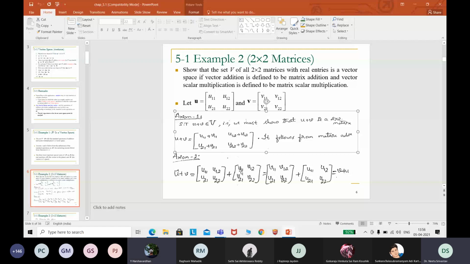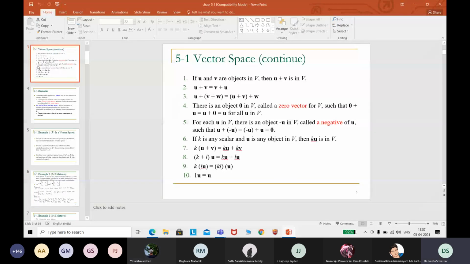It satisfies axiom 3 also. Axiom 3 is satisfied, no? Now let us try for axiom 4. We should add with zeros, like the 0 vector, right? The zero vector you need to identify.